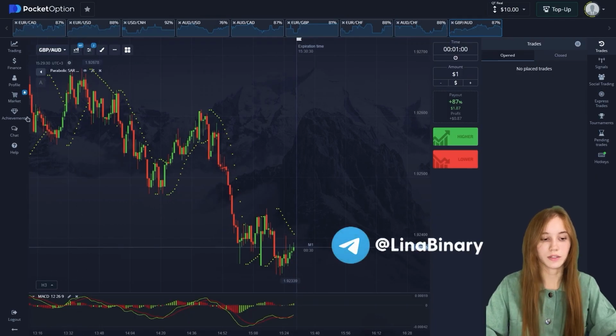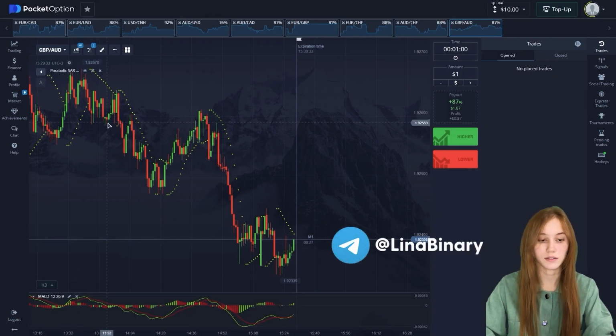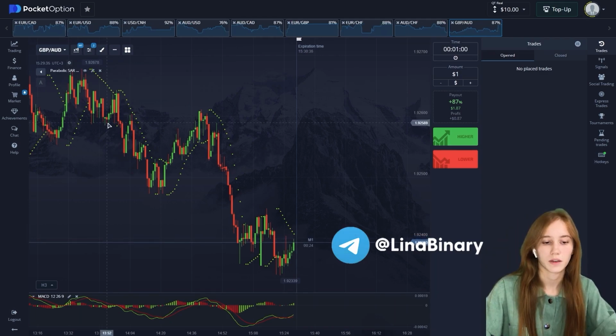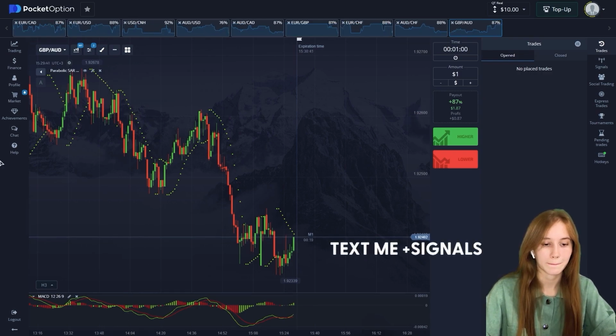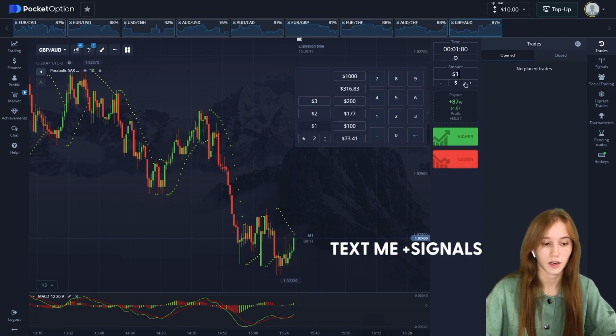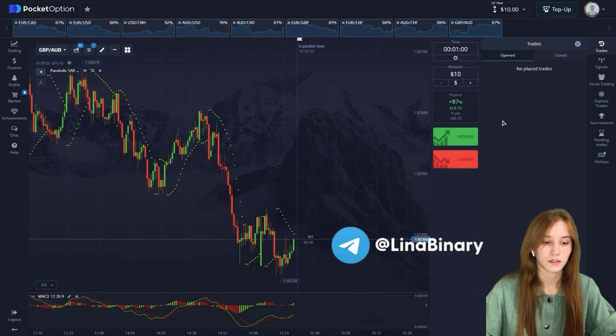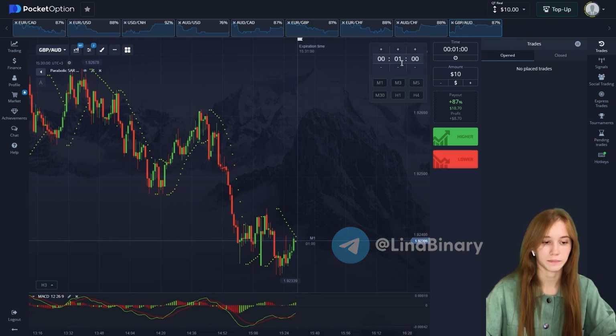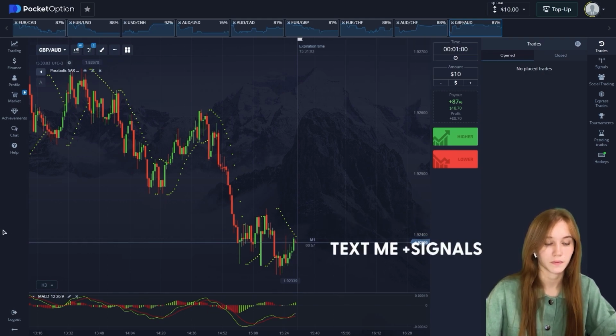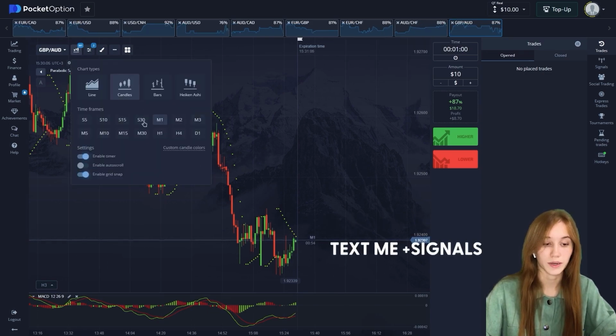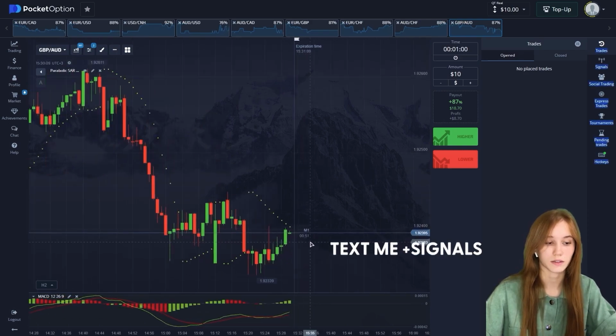So today I'll show you exactly the trading strategy. It's these two. Our workspace, we set it up. The amount is our budget. It's $10. The amount is also $10. And our time is 1 minute, 1 minute, one deal. Therefore, let's move on to the settings of the chart.